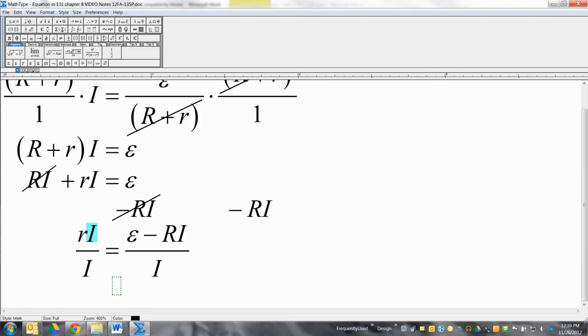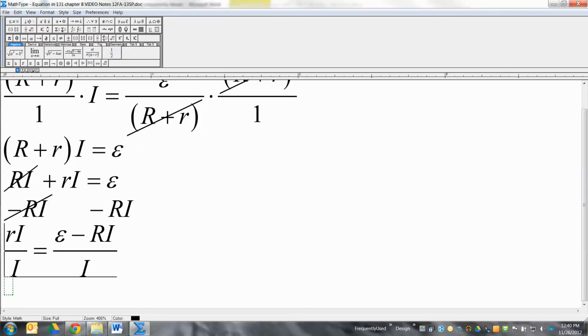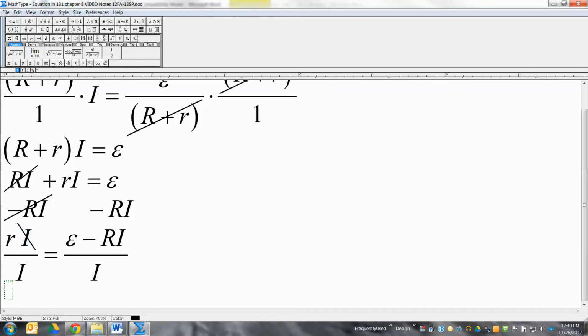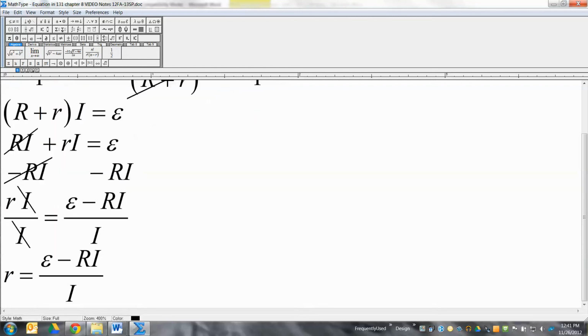Now what happens when you take Ri over I? Sorry, I had to align this a little bit better. It was driving me nuts. Okay, so when you take Ri over I, the capital I's are going to cancel, right? They're going to divide away because I over I makes 1, right? So what happens when you have r times 1? You just get r equals, and then over here you have this. That's your final result. I know it's not pretty, but you know, that's what it is.